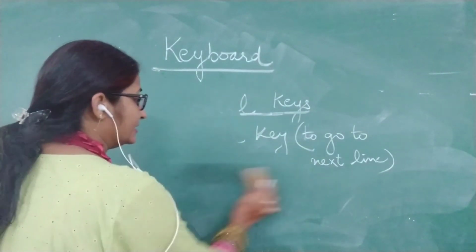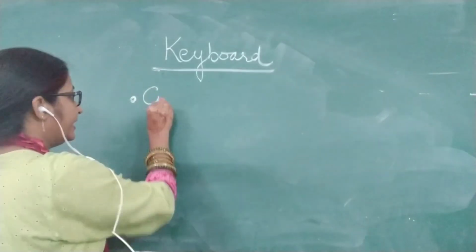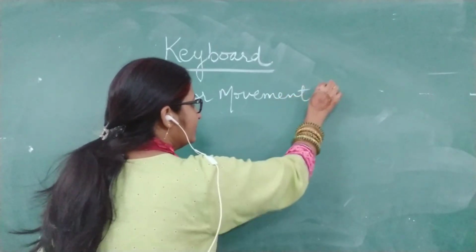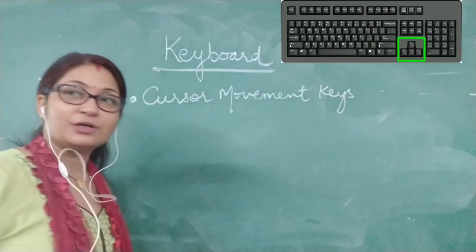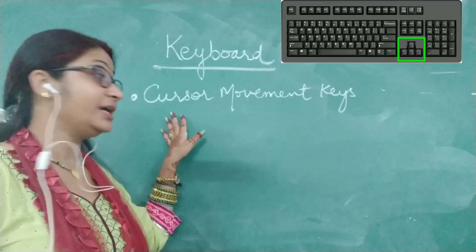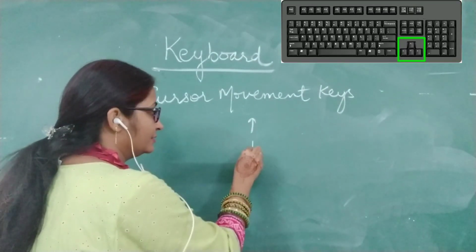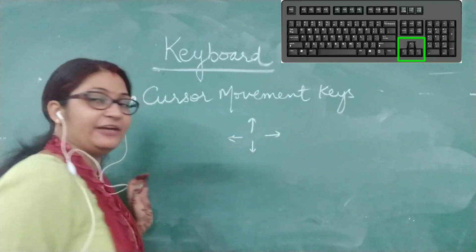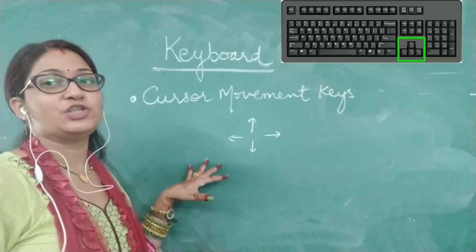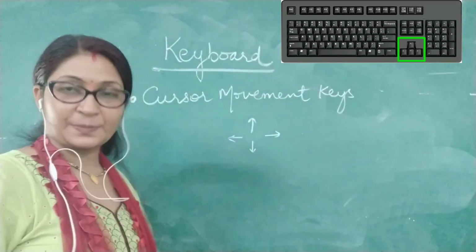In the same category, the special keys, we have the cursor movement keys. By the name you can again identify. These keys are used to move your cursor up, down, right and left. If you want to move in any of these directions, then you can make use of these keys, which are known as the cursor movement keys. Clear?